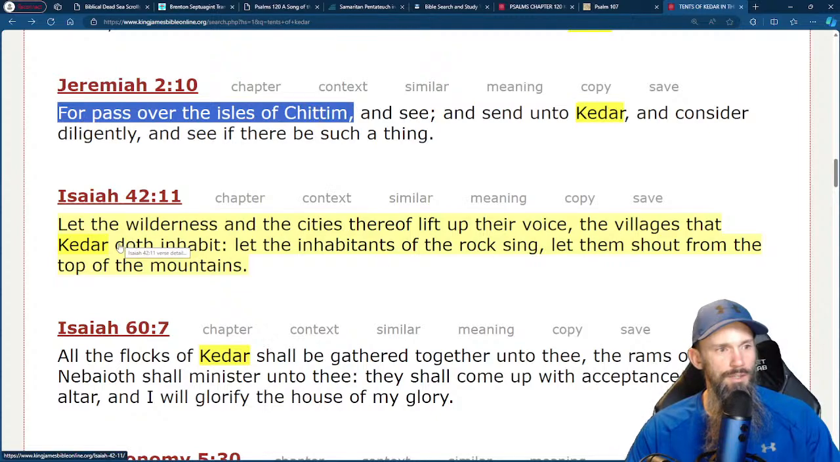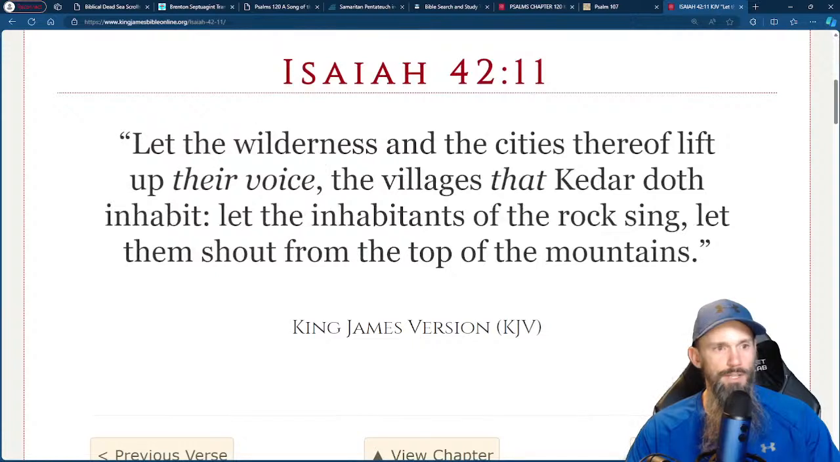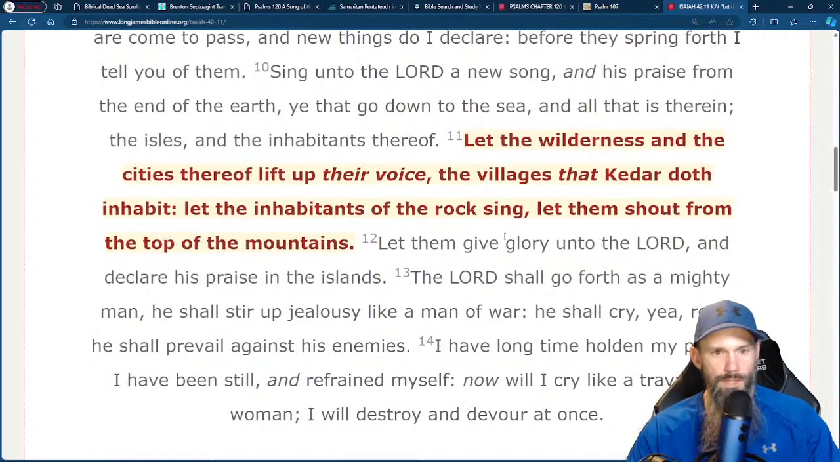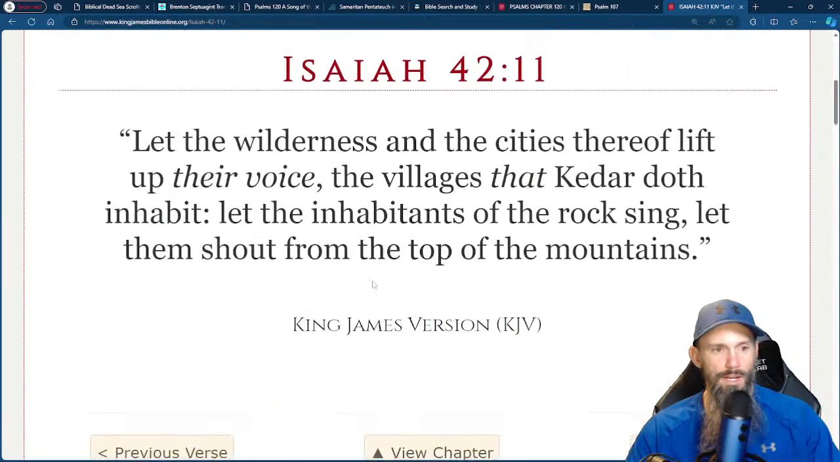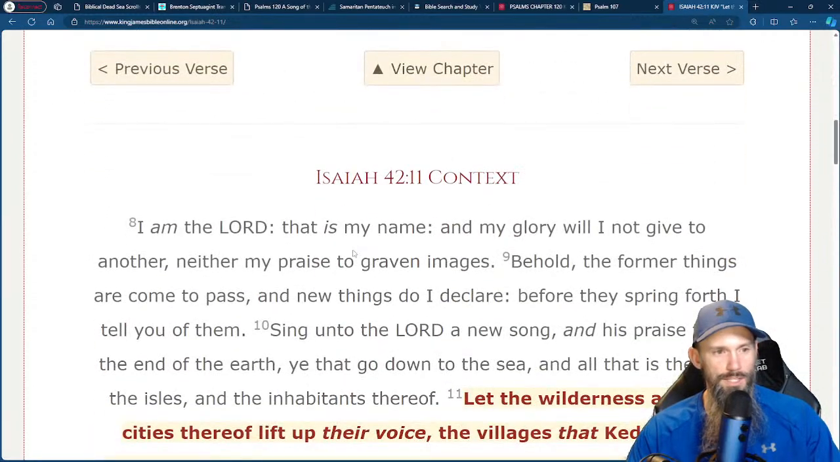The village Kedar doth inhabit it. Isaiah 42:11, "Let the wilderness and the cities thereof lift up their voice, the villages that Kedar doth inhabit. Let the inhabitants of the rock sing, let them shout from the top of the mountains. Let them give glory unto Yahuwah and declare his praise in the islands." So it looks like Isaiah 42 is end times context.